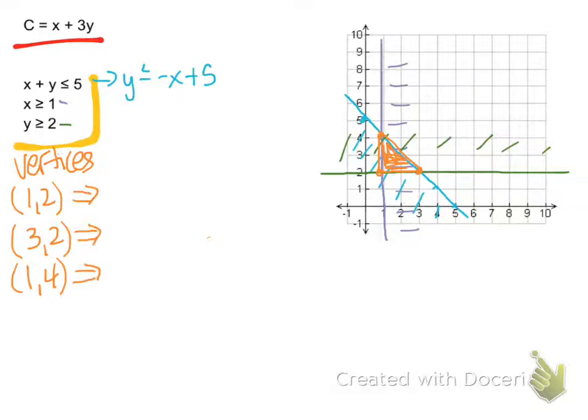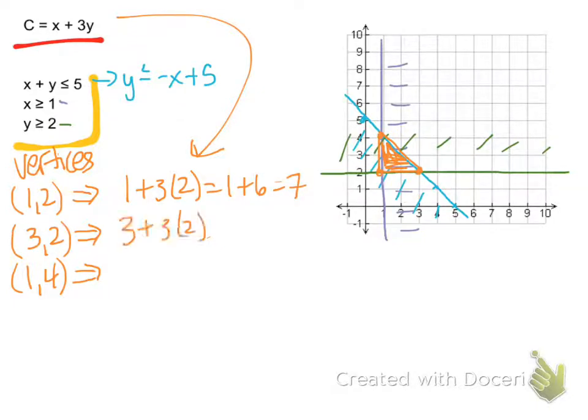And again, the next thing we do now is we go ahead and use that objective function, and we plug the 1 in for the x and the 2 in for the y. We get a value of 7. Plugging in the 3 for the x and the 2 for the y, we get a value of 9. And plugging in 1 and 4, we get a value of 13.